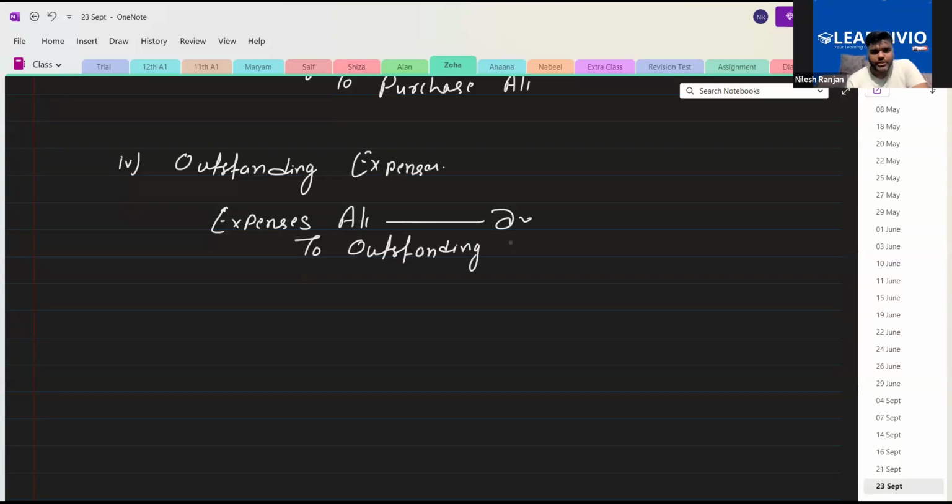Now, what about prepaid expenses? I told you that prepaid expenses will not be recorded in the proper journal because you have already paid the money. Prepaid expenses means advance payment you have made. So it is a cash transaction. It will go in the cash book. So not here.